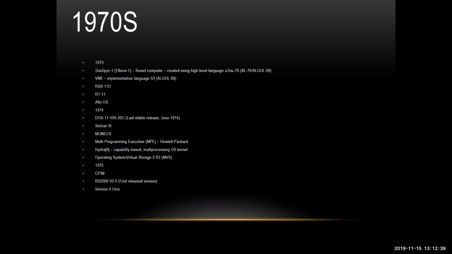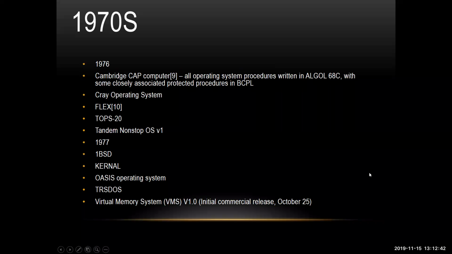And then during 1976, we had the Cambridge CAP computer. It was the first successful experimental computer that demonstrated the use of security capabilities both in hardware and software. It was developed at the University of Cambridge Computer Laboratory in the 1970s. We also had the Cray Operating System, or COS, which succeeded Chippewa Operating System, and is Cray Research's now discontinued proprietary operating system for its Cray-1 and Cray X-MP supercomputers.